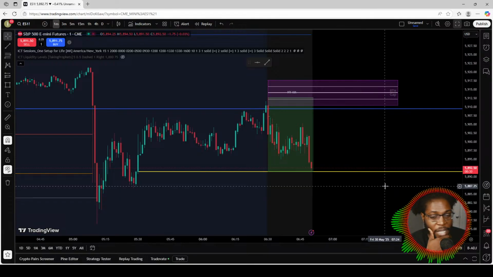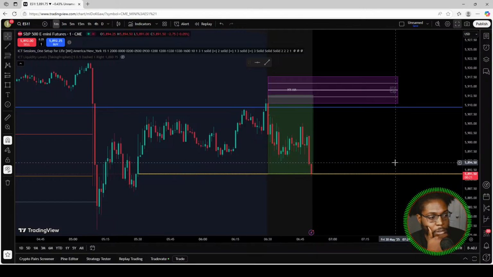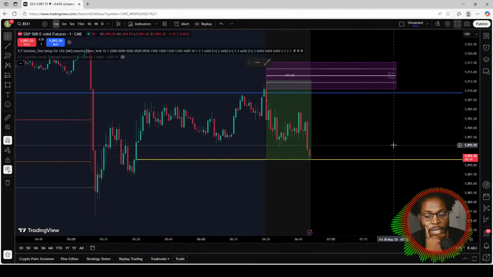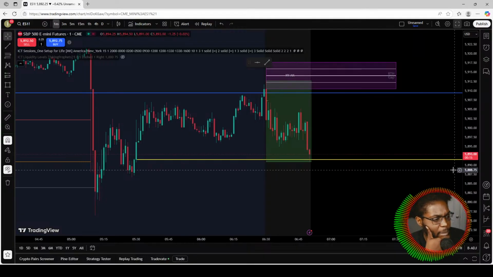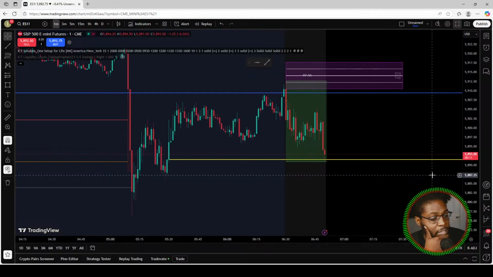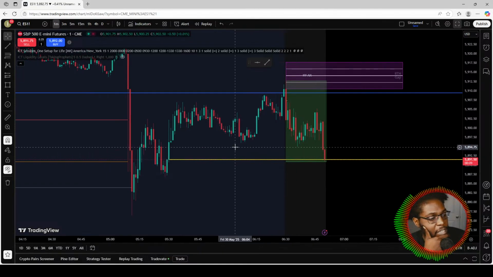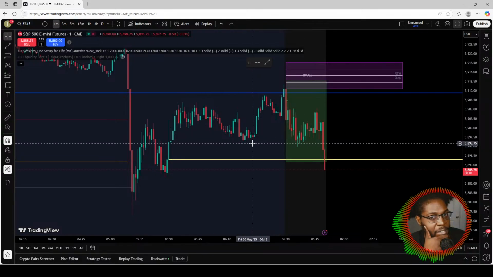So now it looks like we're starting to move outside the range. So we're gonna look for our entry. Depending on how this candle closes, might be looking for a continuation to sell off. But we just got to keep in mind that we had all of these relative equal lows right here on this 1 minute.